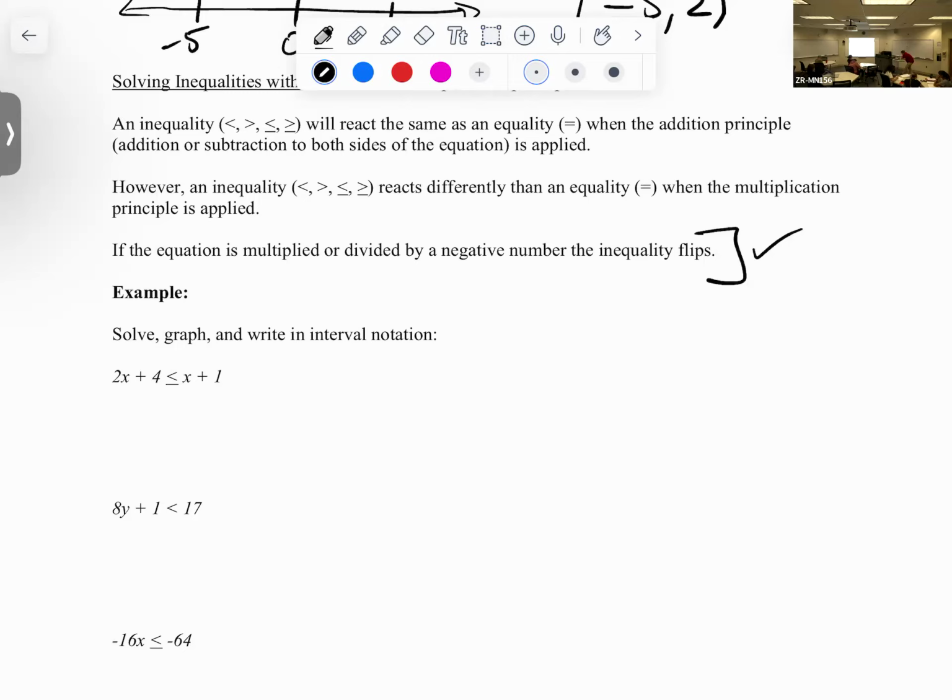In order to solve this first one, what do you do? You would get all the x's on one side and all the numbers on the other. X's on one side, numbers on the other. All right, so minus x and minus 4 on both sides. Cancels there, cancels there. 2x minus x is x. Just want to make sure.